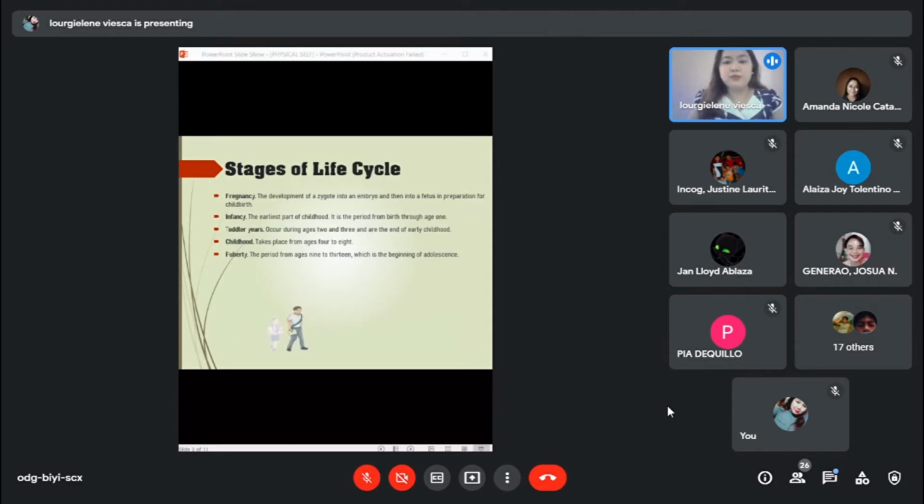Then we also have the late adolescence, the stage that takes place between 18 to 21 years old. During late adolescence, generally we are now into a complete development into an adult with our height. Meaning we are now having the full development of our height. And also we are now having full control of our motor skills. Then we also have the adulthood.